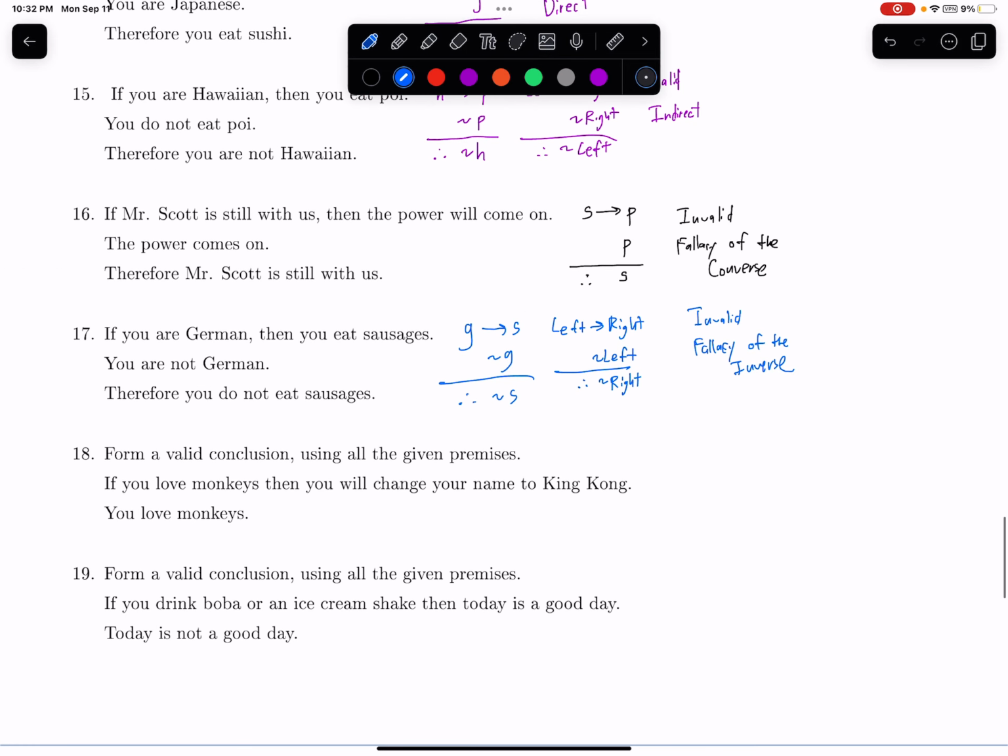Okay, number 18. Form a valid conclusion using all the given premises. If you love monkeys, then you will change your name to King Kong. For these last two, we're creating the conclusion, following the natural conclusion. So if you love monkeys, we'll say M for love monkeys, then you change your name. Second one is you love monkeys. Therefore, this is pretty obvious, right? We're going left to right. We've got the left. There's only one natural conclusion, which is the right side, in this case, C for change your name to King Kong.